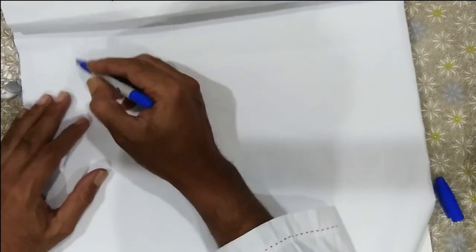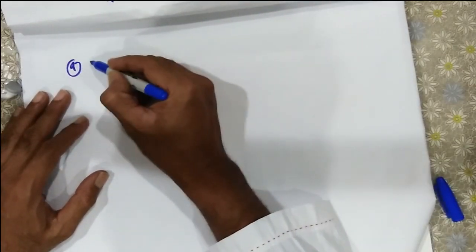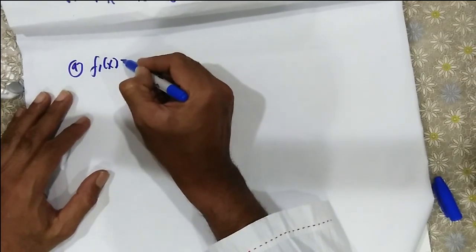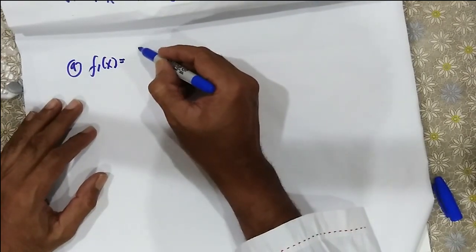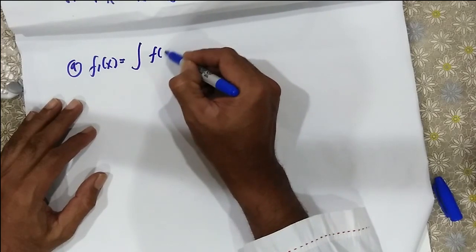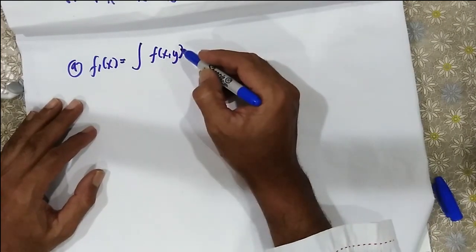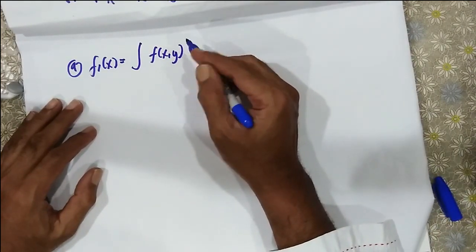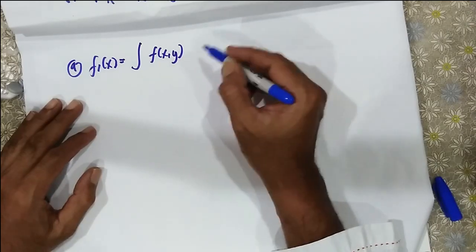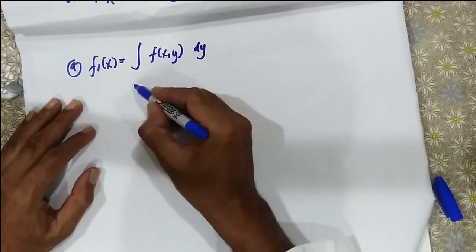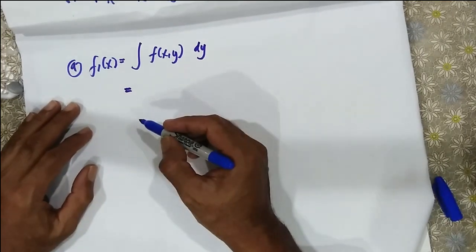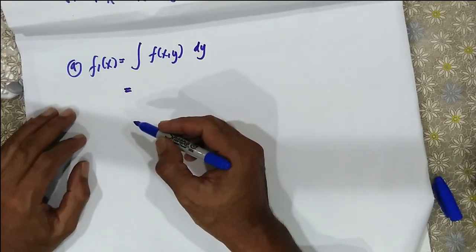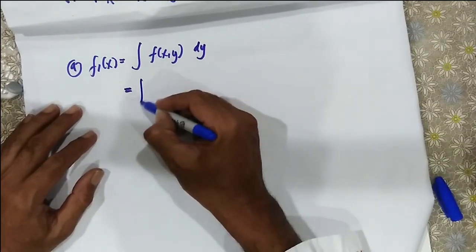Okay, the first one, f sub 1 of x. By definition, f sub 1 of x is equal to the integration of f(x,y) dy. Integration of xy dy. So I have here the range of y is from 0 to 2.